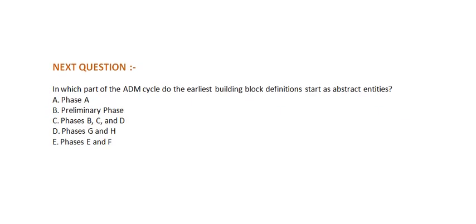Next question is, in which part of the ADM cycle do the earliest building block definitions start as abstract entities? Option A, phase A. Option B, preliminary phase. Option C, phase B, C and D. Option D, phases G and H. And option E, phases E and F. The correct answer is option A.